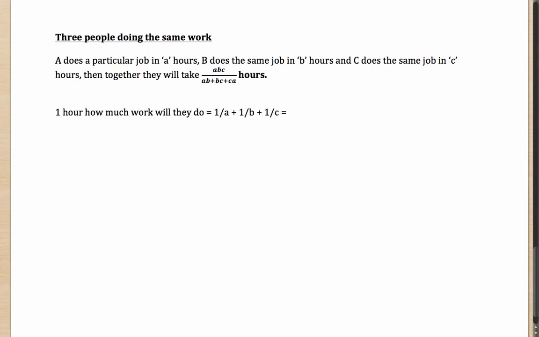So together combined, they will do (BC plus AC plus AB) divided by ABC. This is nothing else but I have taken just the LCM here. So if in 1 hour they will do this much portion of the work, or (BC plus AC plus AB) by ABCth portion of the work, then how much time are they going to take? The time they are going to take will be the reciprocal of this particular value, which comes out as ABC by (AB plus BC plus CA) hours.